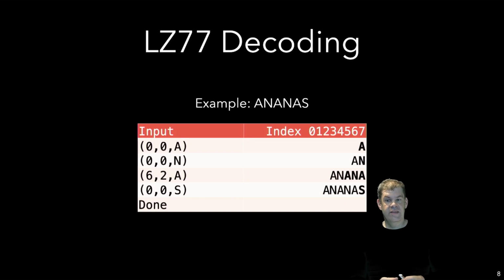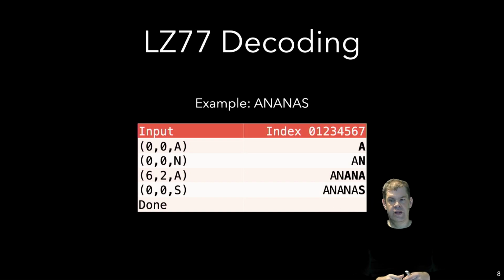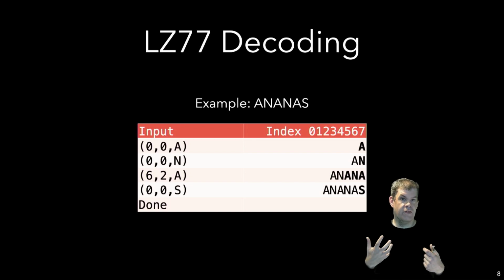If we then see the 62A, we can actually go to position 6 here, copy 2 characters, and add an additional A. So we get a total of 3 characters, ANA. And those we append again to the output and the sliding window. Finally, we see 00S, and voila, there's our S. We're good to go. Now, as you can see, we were able to recover the entire data.